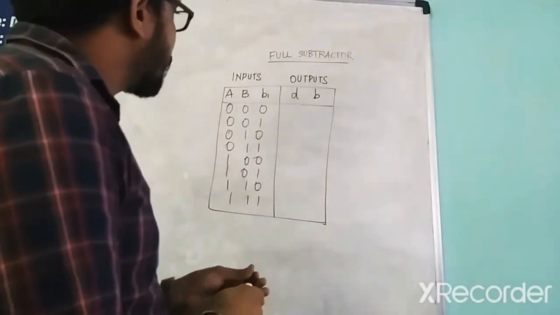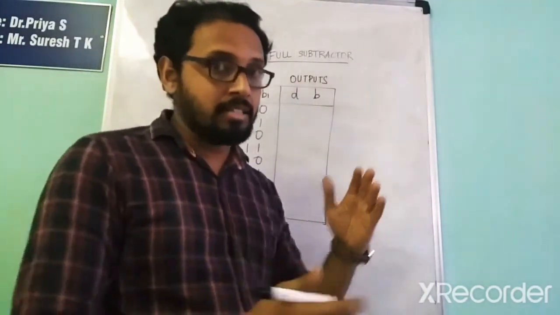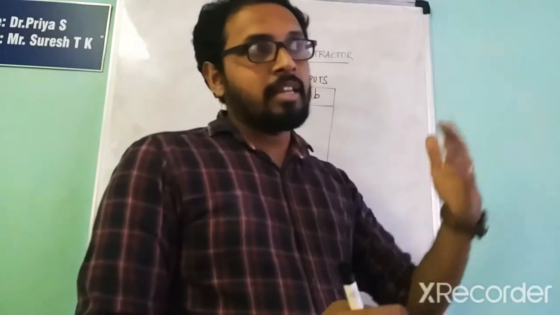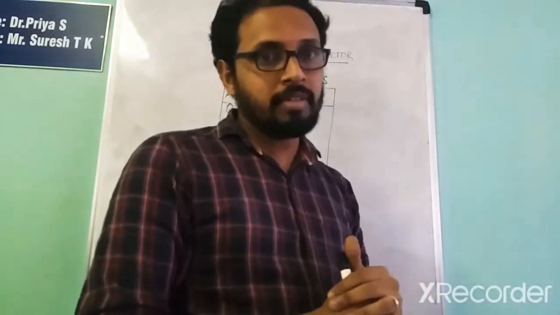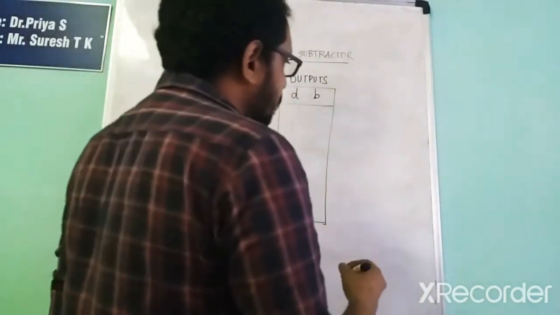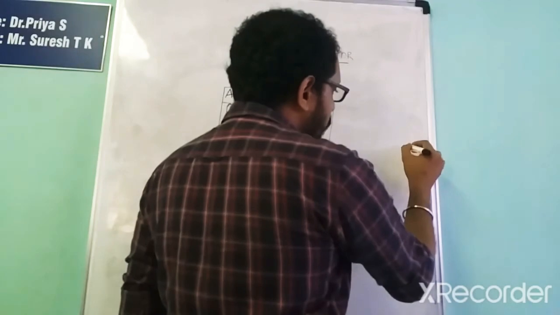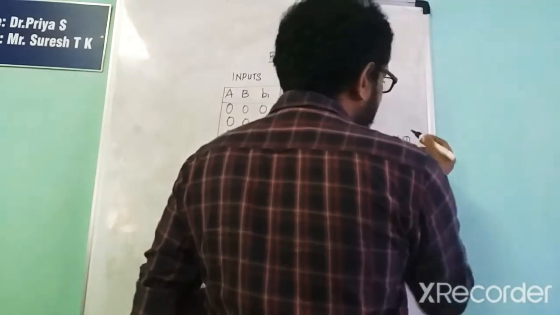As discussed earlier, half subtractor is used for the subtraction operation of the LSD. If there is a borrow, that is what we found in the previous case. But in the case of full subtractor, it's not all about the LSD.